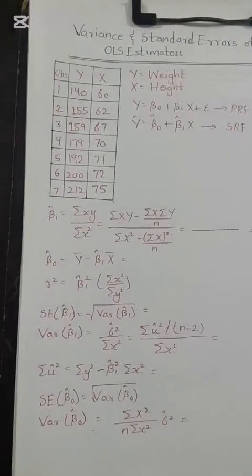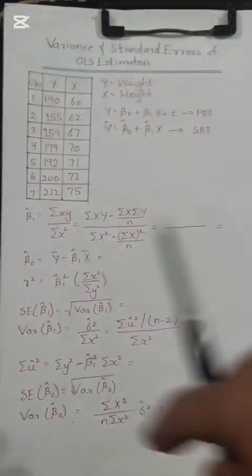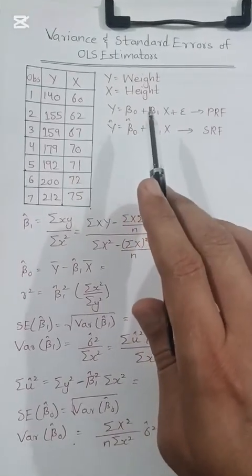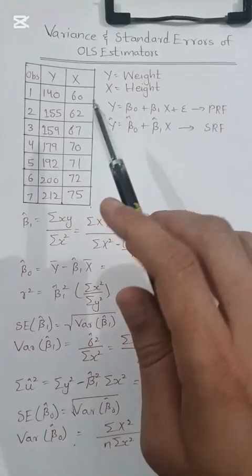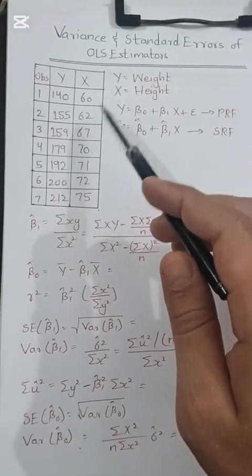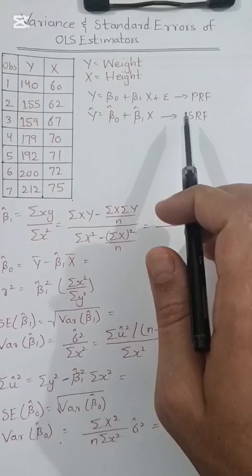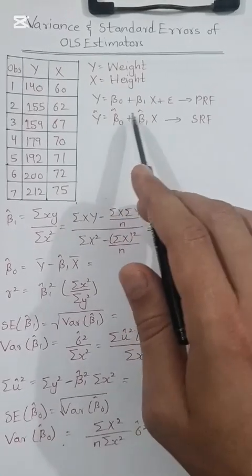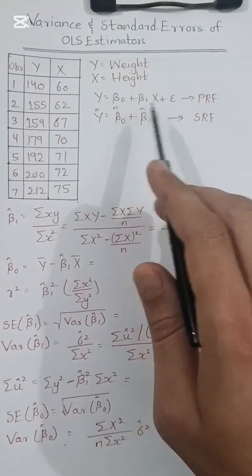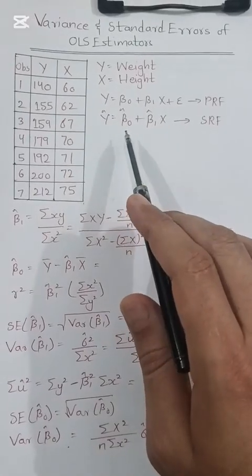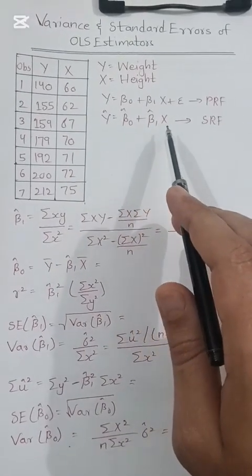So we have given the model where y shows weight and x shows height of different students. So weight is a function of height. This is our population regression function, and its sample counterpart can be written as y hat equals beta naught hat plus beta 1 hat x.